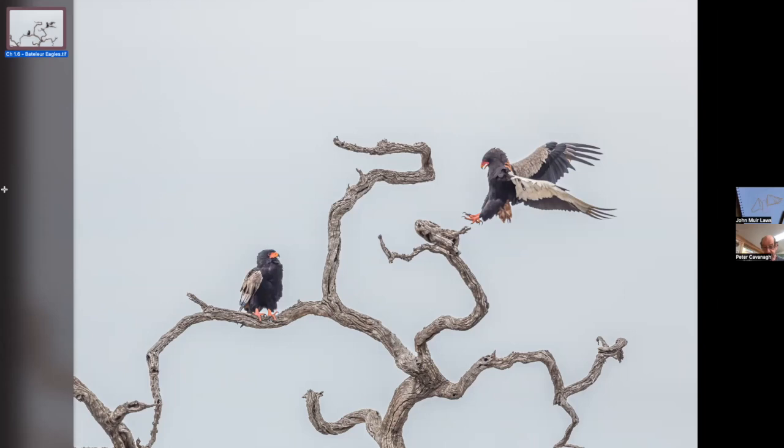In the backdrop, we've got the female battler on the left watching her mate do his landing routine. So it's certainly a different kind of shot from the last one, where the bird is not just the focus of the image, but the tree also adds a very interesting dimension.